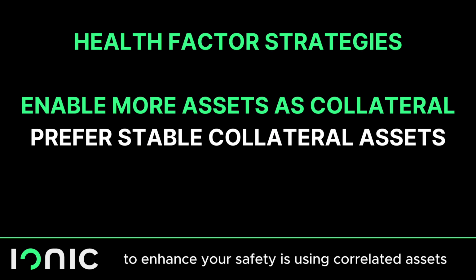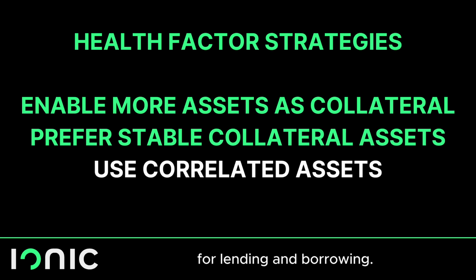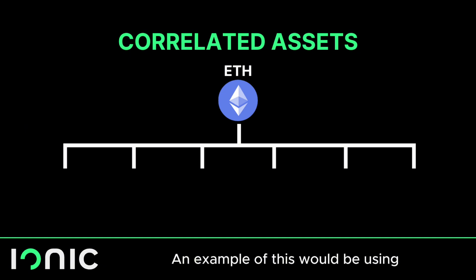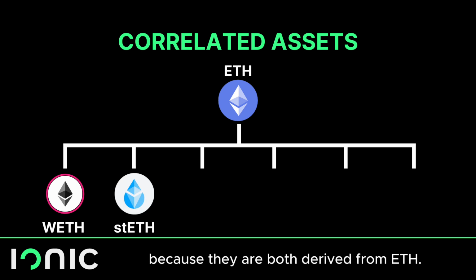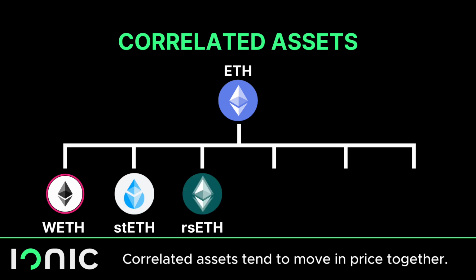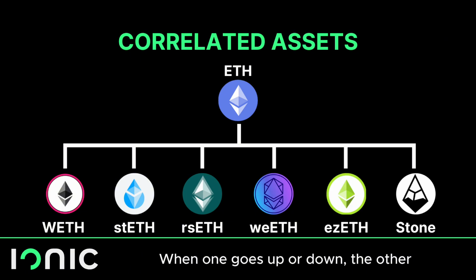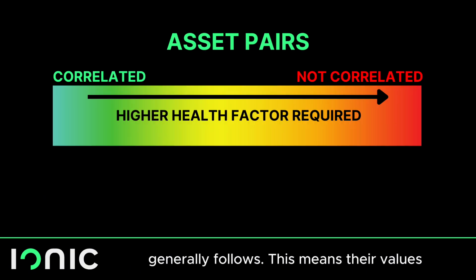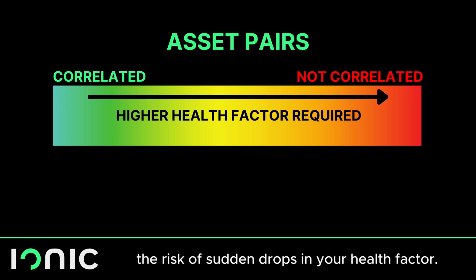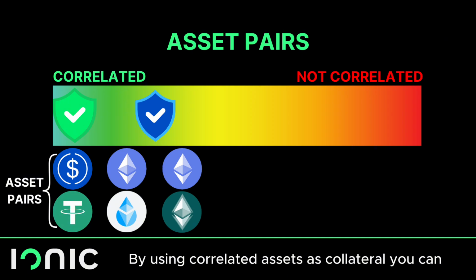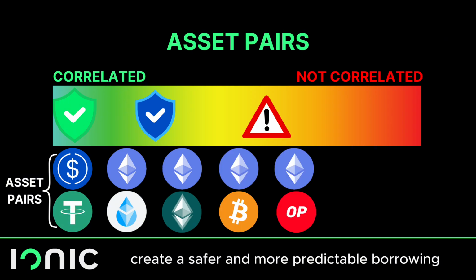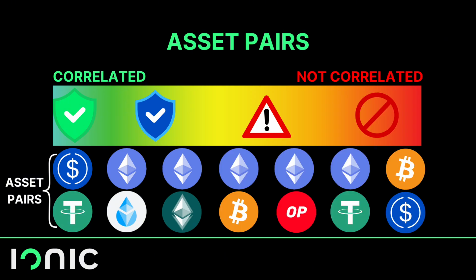Another strategy to enhance your safety is using correlated assets for lending and borrowing. An example of this would be using wrapped ETH as collateral if you plan to borrow wrapped staked ETH. These are correlated assets because they are both derived from ETH. Correlated assets tend to move in price together. When one goes up or down, the other generally follows. This means their values relative to each other are more stable, reducing the risk of sudden drops in your health factor. By using correlated assets as collateral, you can create a safer and more predictable borrowing position.